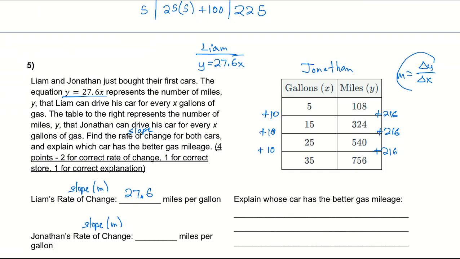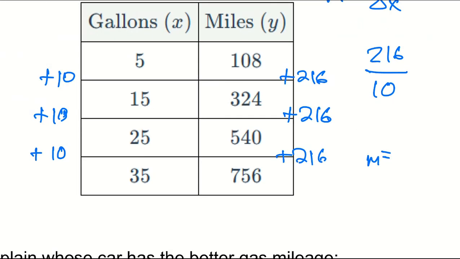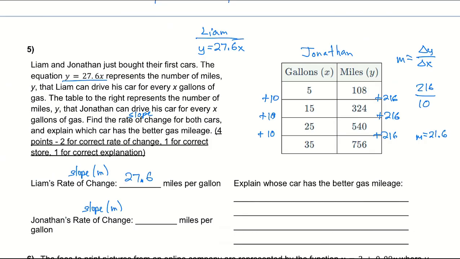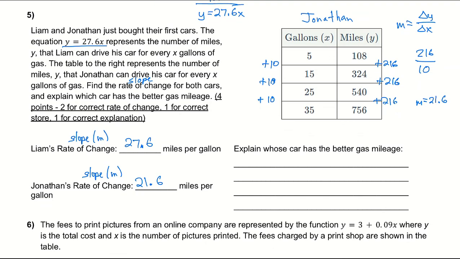So if I'm looking for this slope, the change in the y over change in x, what's going to end up happening is I'm going to get 216 over 10, which is slope of, yikes, did not leave a ton of room for everyone here. I apologize. 21.6. So old buddy's rate of change is 21.6. Super easy to compare. Whose car has the better gas mileage? Liam. Liam's car has the better gas mileage.